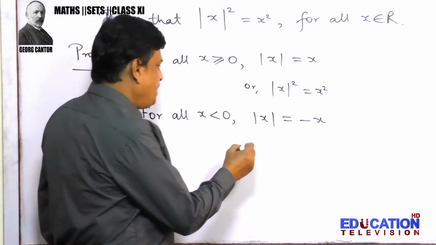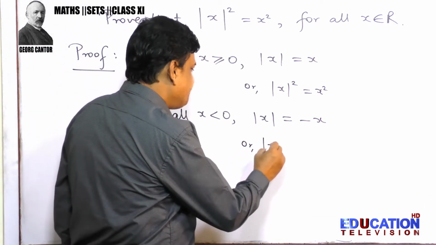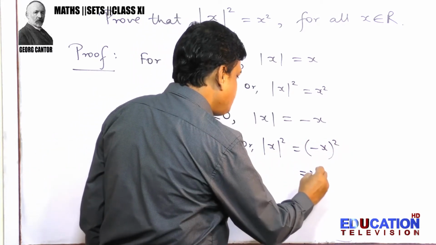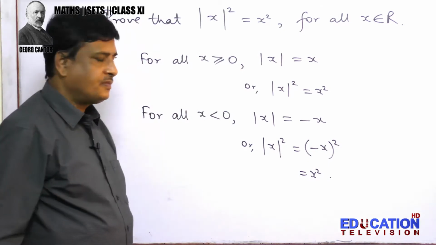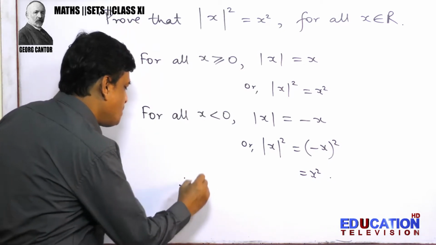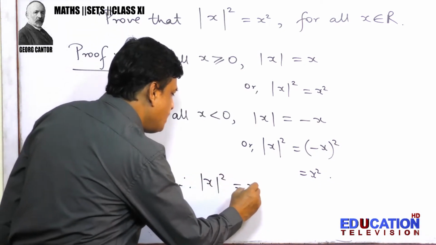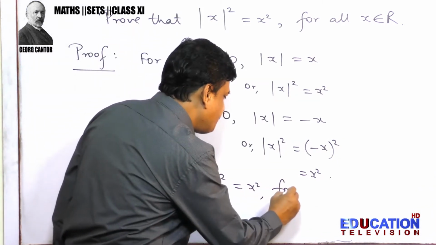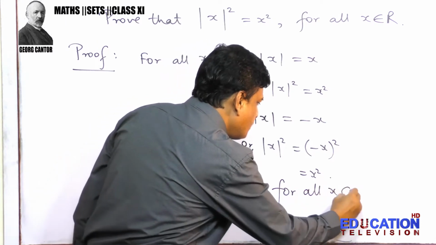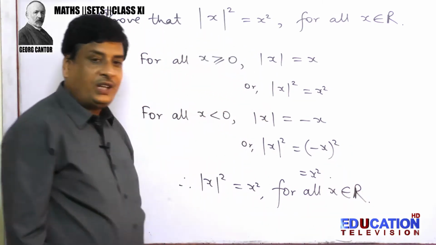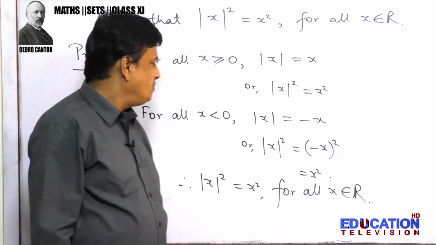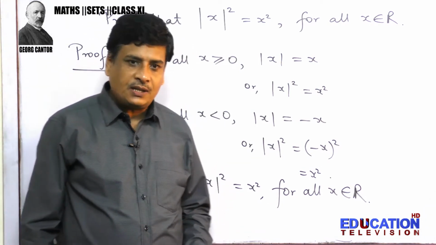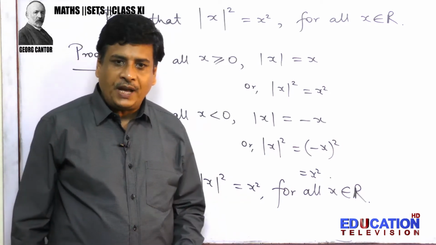For all x less than 0, modulus x is equal to minus x by definition. Squaring both sides, the square of modulus x is equal to x square for all x, whether the real number is positive or 0 or negative. If we are taking the square of the modulus, it is the same as the square of that real number.